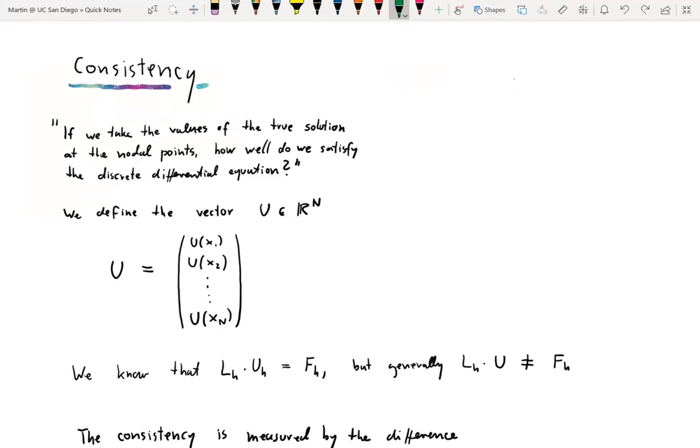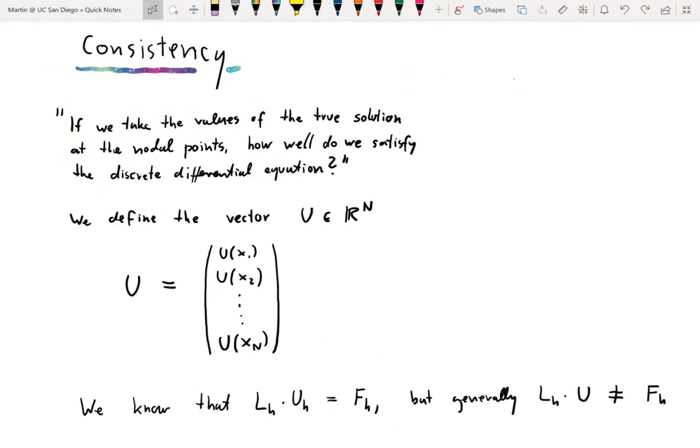As already mentioned, there are three terms that we're going to explore: consistency, stability, and convergence. And consistency is probably the easiest of those. Consistency is the most simple of those concepts, in the sense that it is a concept that is most simple to check.